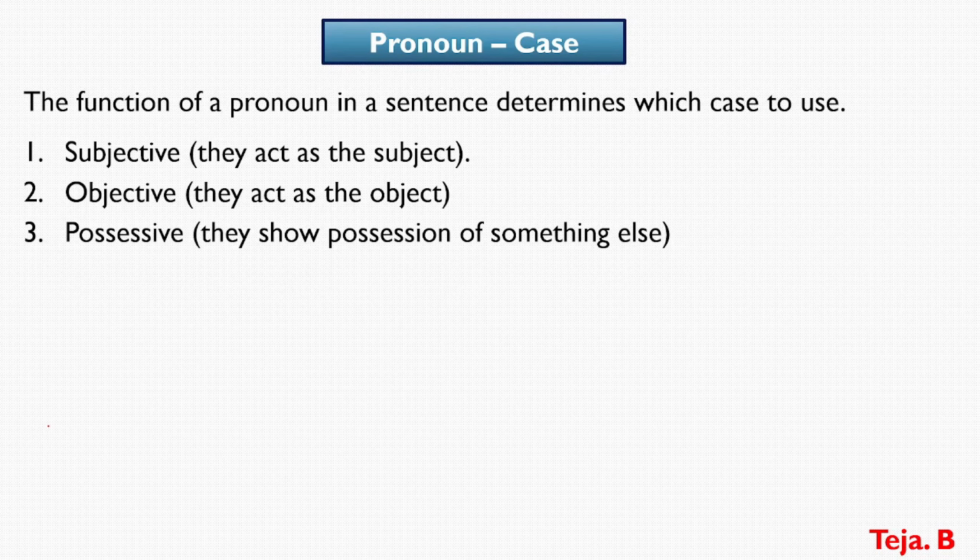Let's see. There are three cases which are of utmost importance in pronouns. The first one is subjective case, then objective case, and possessive case. Subjective case: when a pronoun acts as a subject, this is what you call subjective case. Objective case: they act as the object. Possessive case: they show possession of something else. This is what you call possessive case.